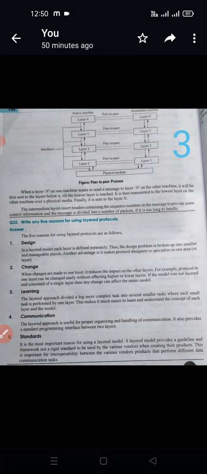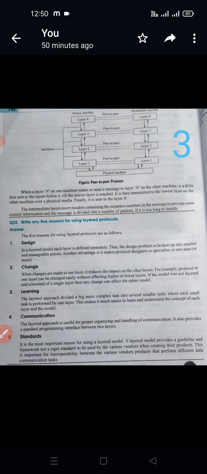So all the intermediate layers insert headers containing the sequence numbers in the message to provide some control information, and the message is divided into a number of packets. In each layer the data can be called with different names that we will see in the OSI model architecture. If it is too long to handle, it will be divided into small fragments called frames, data packets. Different names are there for particular data in different layers.